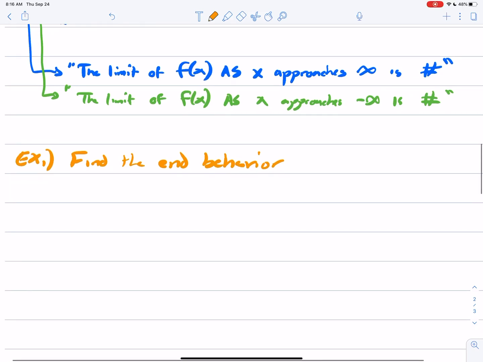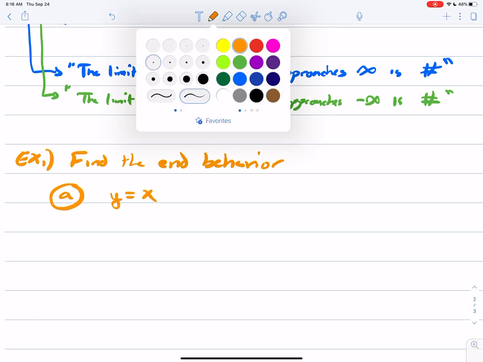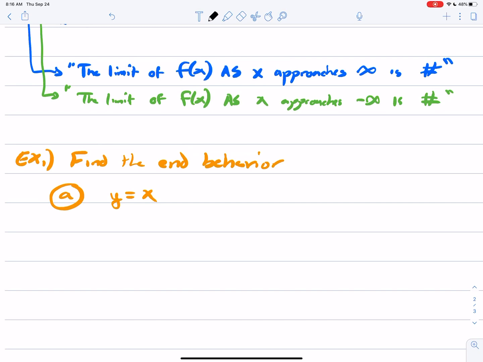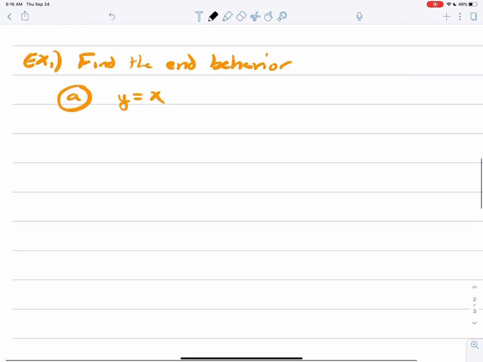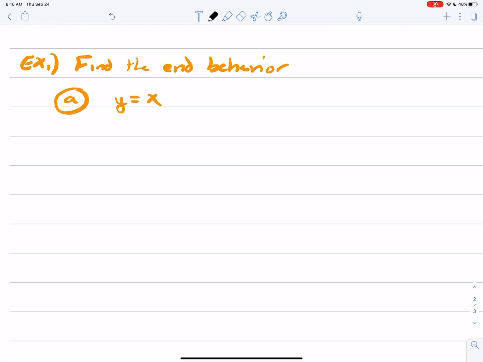Okay, so let's say we had part A here, y equals x. It's easy to find a limit when you have the graph in front of you. So what you want to do, just like in the last lesson, it's helpful when you have a sketch. Now this here, it's okay if you don't know what it looks like, but you should know because it pops up so often.